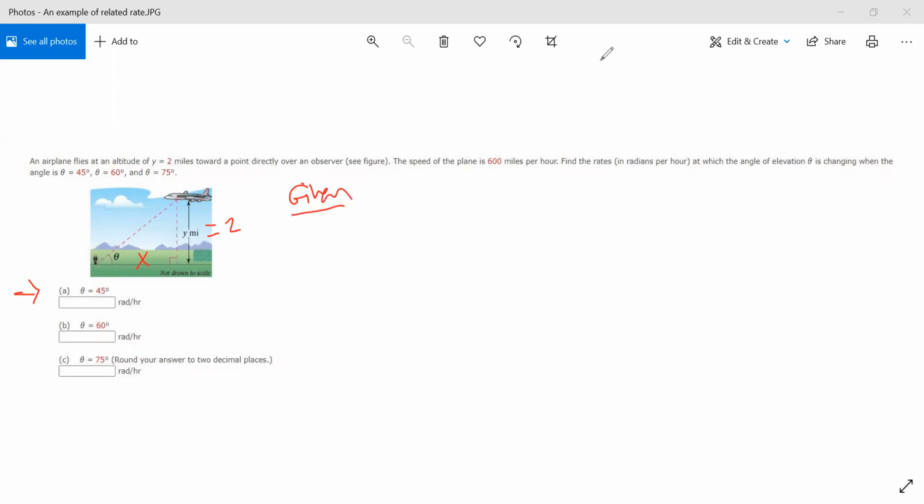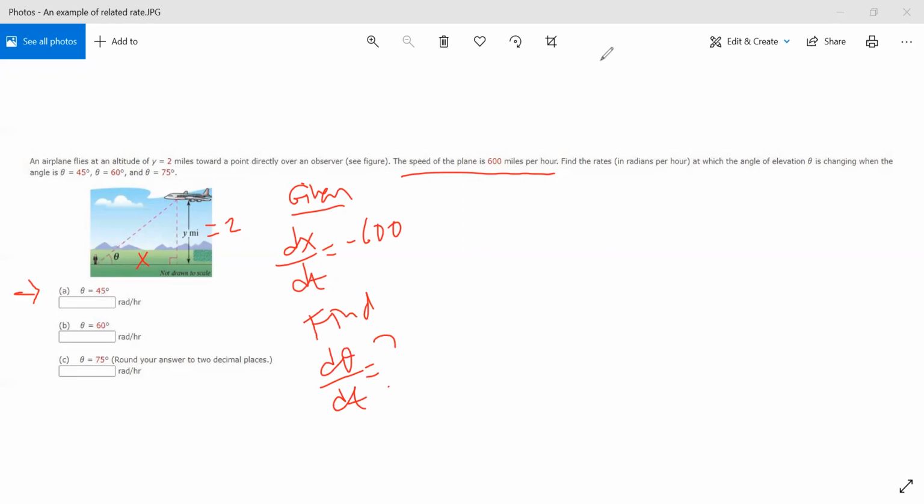Given that the speed of the plane, so that's going to be dx over dt. This is given. So you're going toward the west, so this is going to be negative 600. And then we're given the angle. So we're going to find d theta over dt in this case.